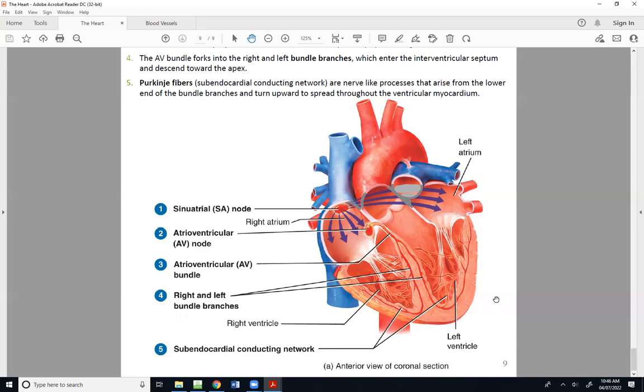As far as this image goes, make sure you know those 5 things. And once again, the Purkinje fibers is number 5, what I would label. All right, any questions?